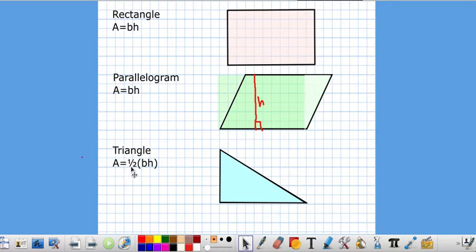For a triangle, the formula as we know is 1/2 base times height. We've seen that before. To illustrate why, two triangles make a rectangle, which is base times height, but we only want one of them. So that's why your formula is 1/2 base times height, because you only want half of that rectangle's area.